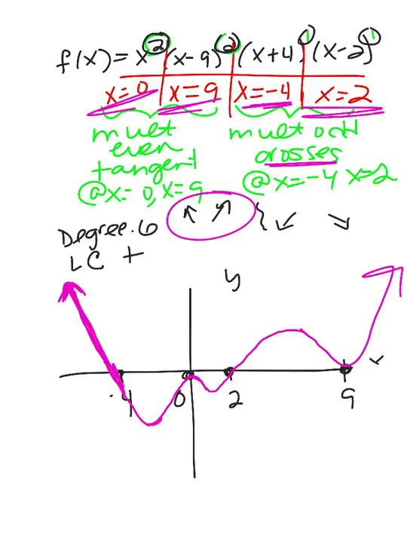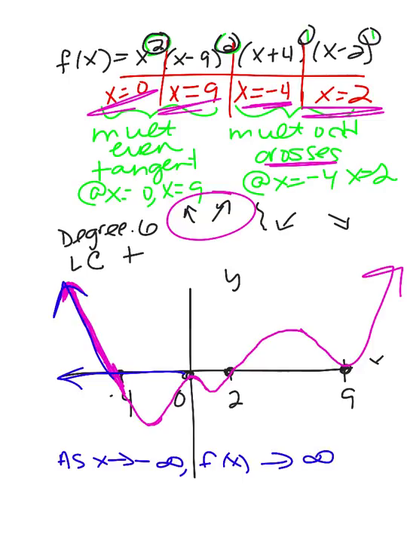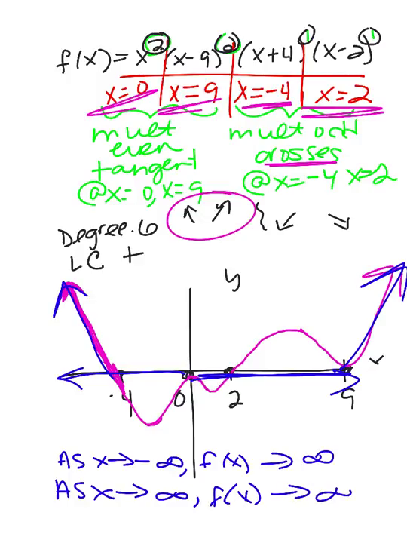Okay, so now I want the end behavior. As x goes to negative infinity, so as x goes to the left, my y's go to infinity. As x goes to infinity, so as x goes to the right, my y's go up. So f of x goes to infinity. Okay, so let's take a look at 9b.